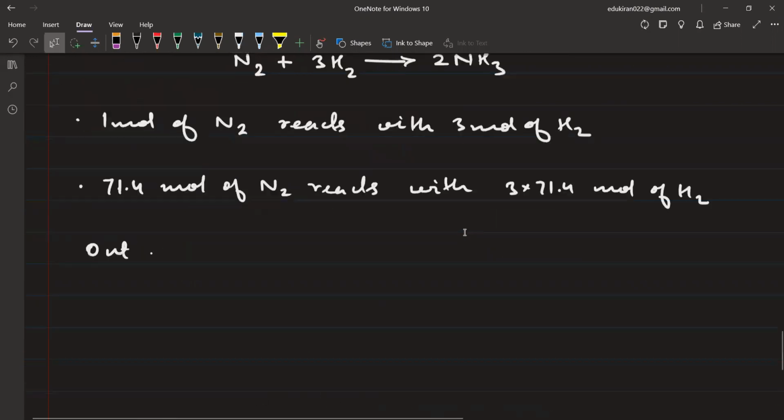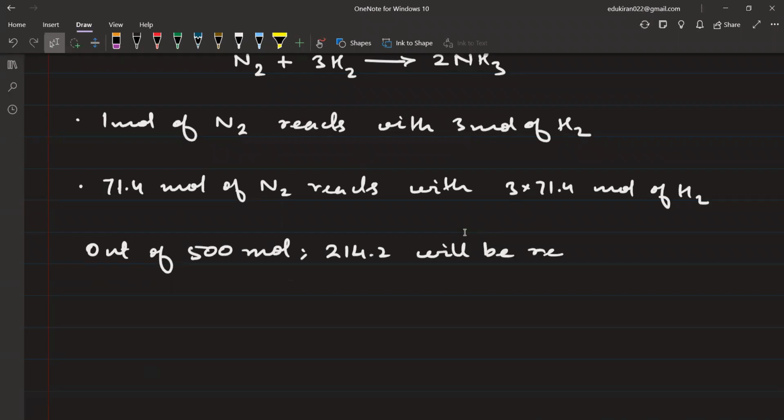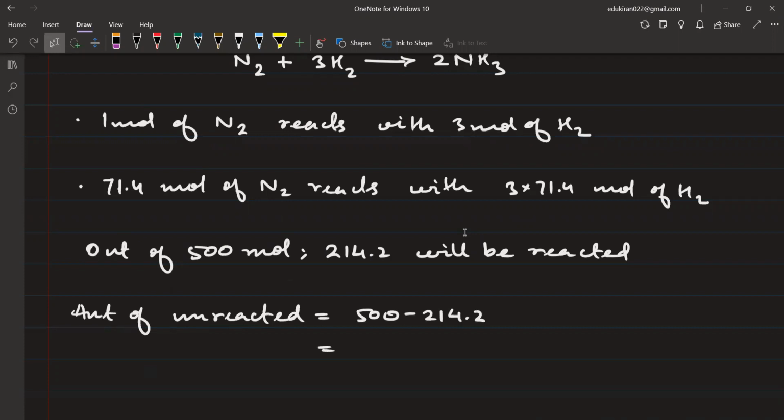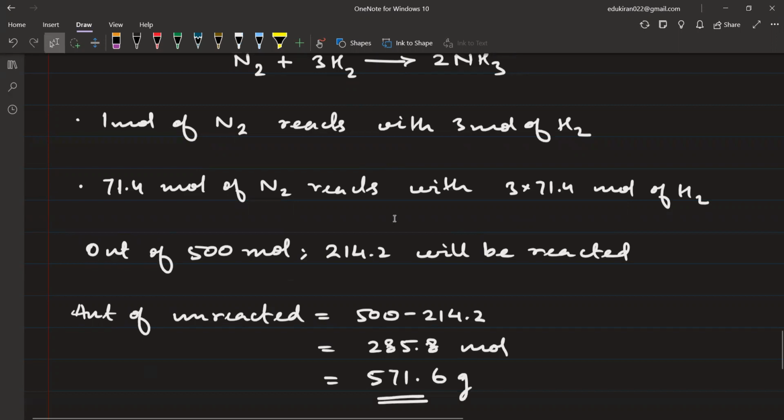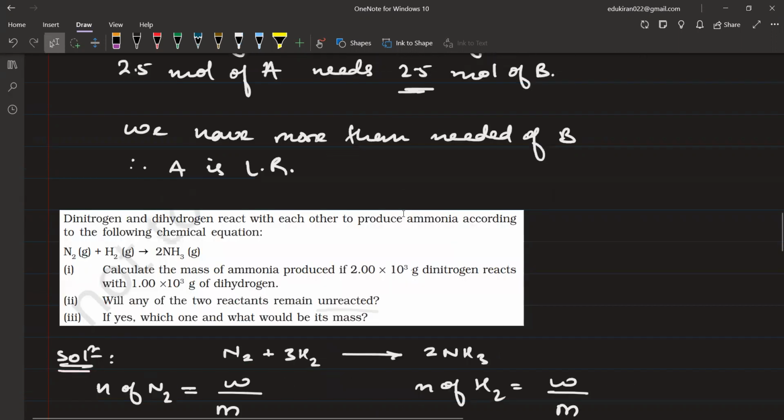So out of 500 moles, 214.2 will be reacted. So the amount of unreacted H2 will be equal to 500 minus 214.2, which is 85.8 moles. If you multiply this by 2, it is 571.6 grams. Okay, so this is the amount of unreacted H2. That is the only thing they have asked.